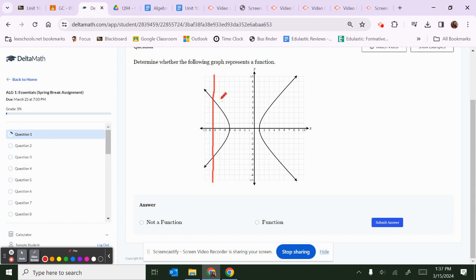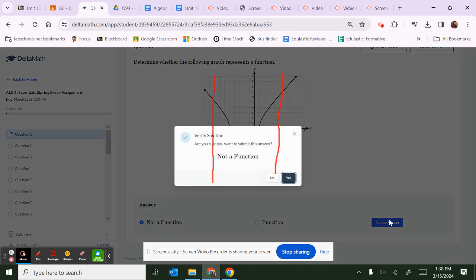how many times is it hitting this graph? One, two times. Same way for here. It's hitting it one, two times. So because it's hitting it twice, it is not a function. Okay, so that's the easiest occurrence.